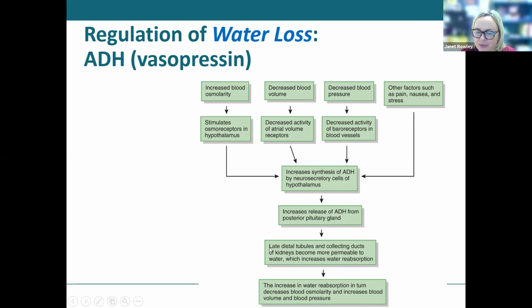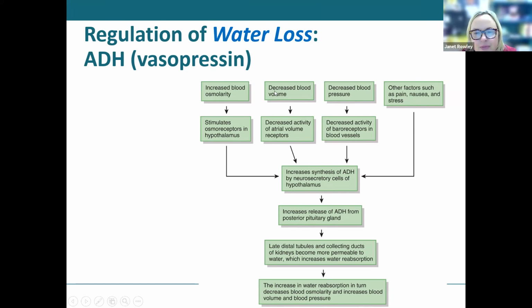Remember, ADH causes the insertion of aquaporins in the late distal tubules and collecting ducts of the kidney, so they become more permeable to water. This causes an increase in water reabsorption, which decreases blood osmolarity and increases blood volume and pressure. So ADH helps us to keep water in our blood.